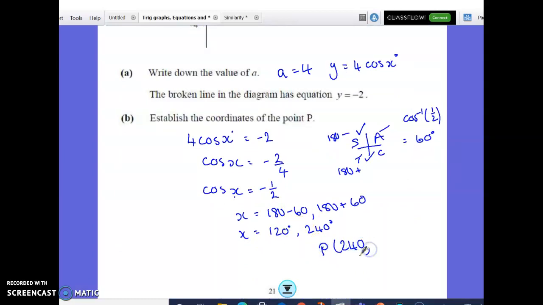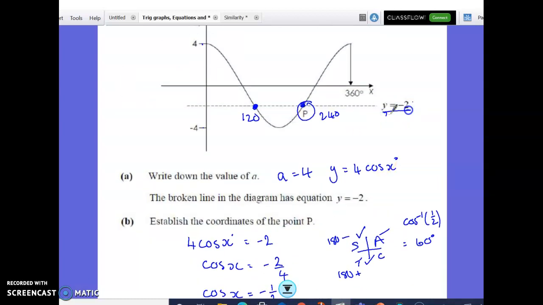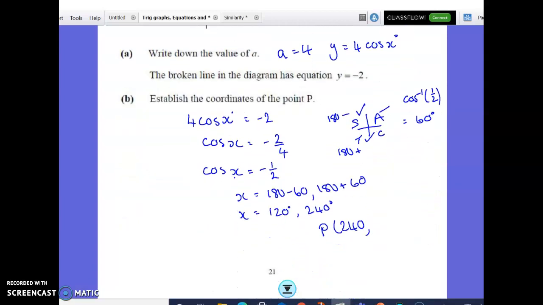I need a coordinate point. I also need a y coordinate. My y coordinate is minus 2, because it's the line when y equals minus 2. So y must be equal to minus 2.